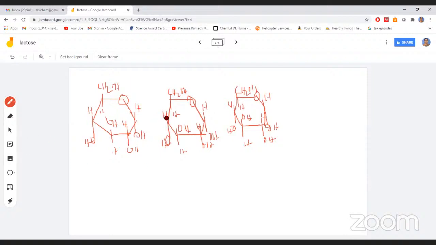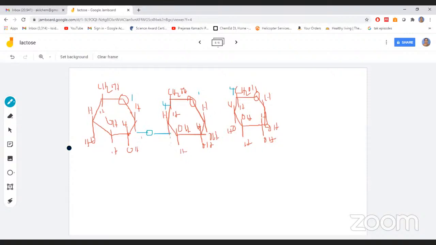You can see this is the first carbon. For the 1,4 glycosidic linkage, it's the first carbon, and here it is the fourth carbon. First carbon and fourth carbon are going to condense, so they are going to form the linkage like this. So this is what is a starch. So what is starch? Alpha 1,4.